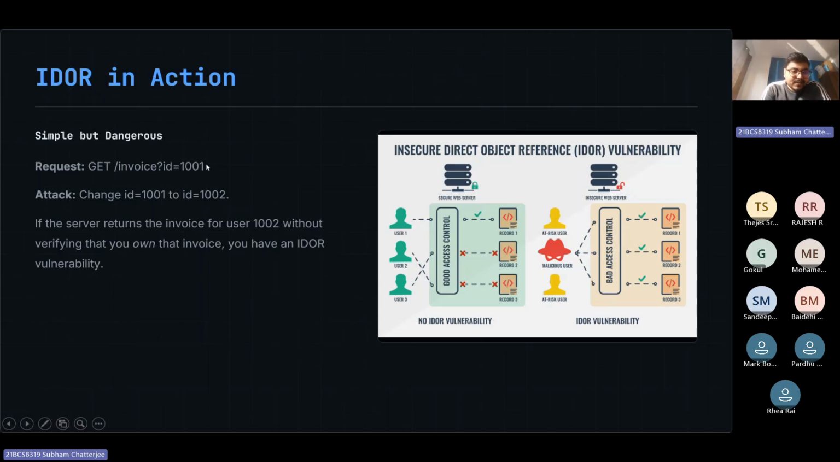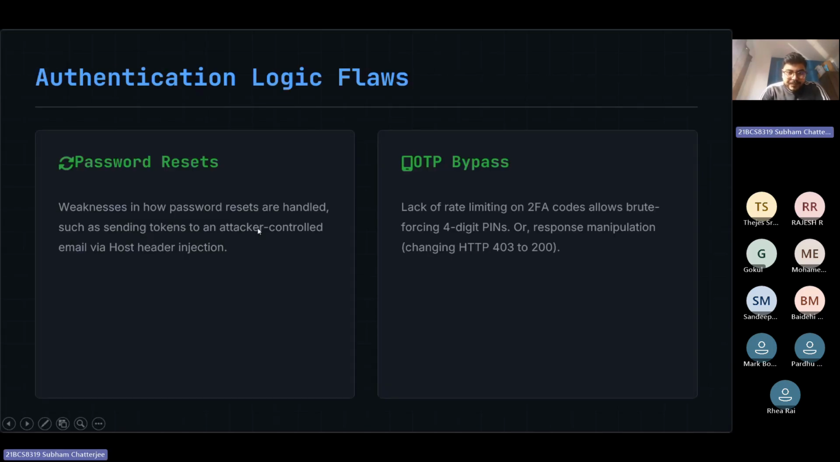Obviously, some invoices, if you try to change the invoice from 1001 to 1002 and you actually get the data of the other invoice, that will be a very hard case. We can show that in some POCs also. Great. Now some authentication and logic flaws.